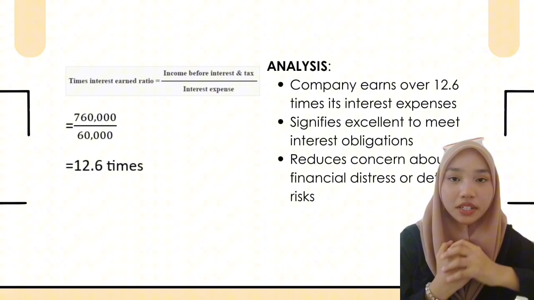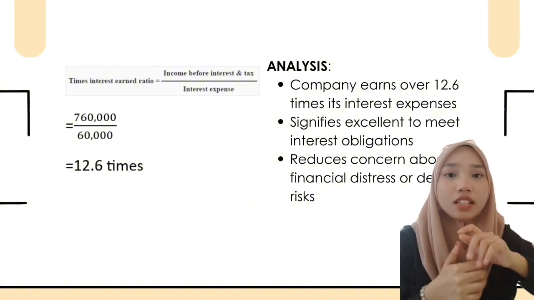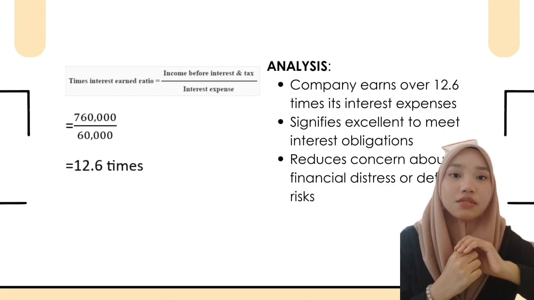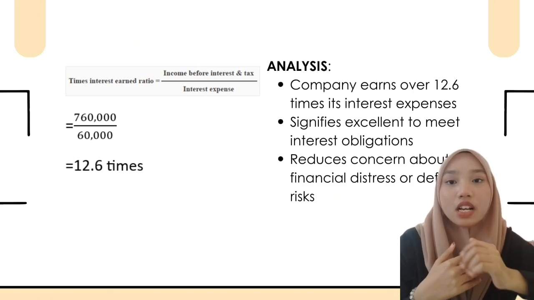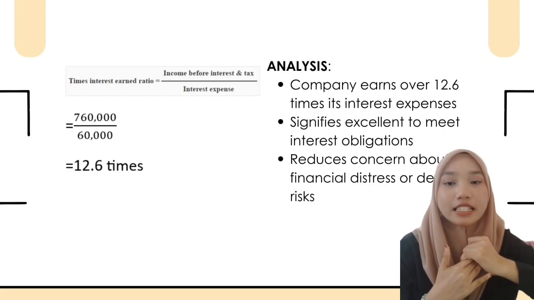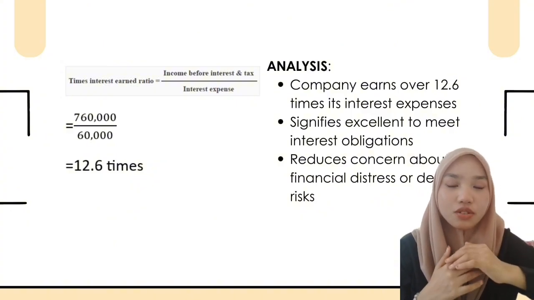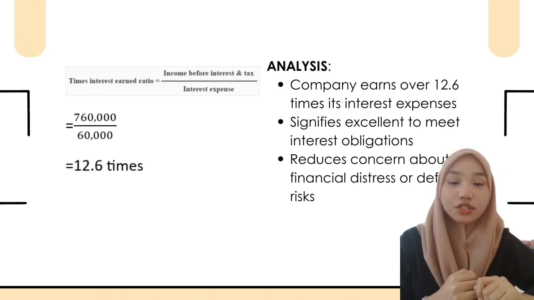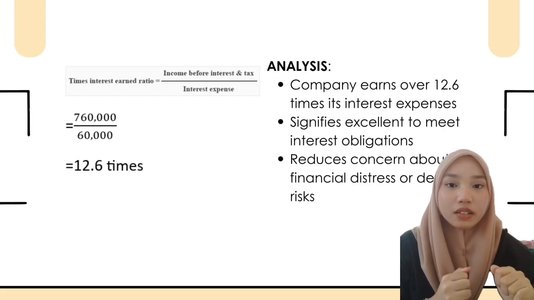Finally, we have reached the final calculation, which is the times interest earned ratio. This ratio is calculated as income before interest and tax divided by interest expenses. As we can see here, for Dura Ltd, this ratio stands at a remarkable 12.6 times. This signifies that the company earns significantly more than its interest expenses. This strong ratio indicates excellent capacity to meet its interest obligations. It also reduces concerns about potential financial distress or default risk, showcasing a healthy financial position.